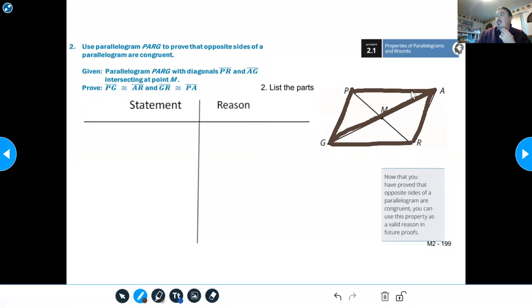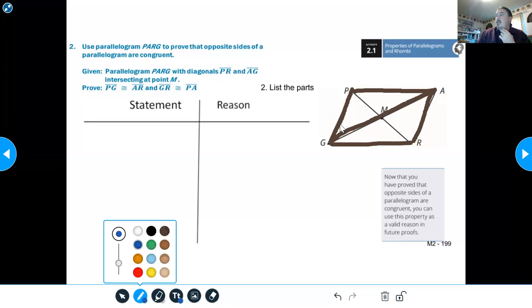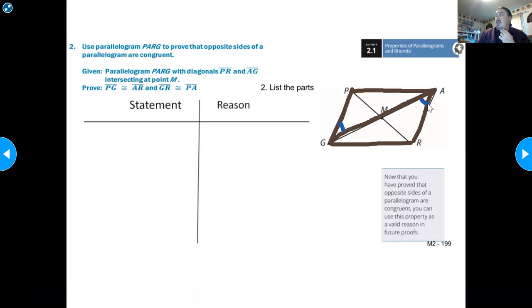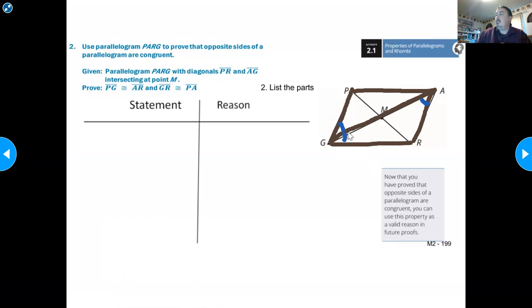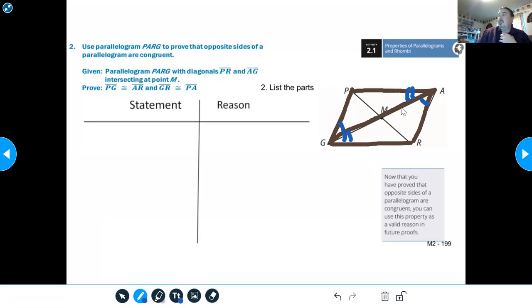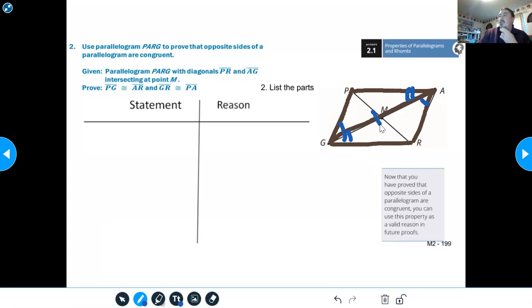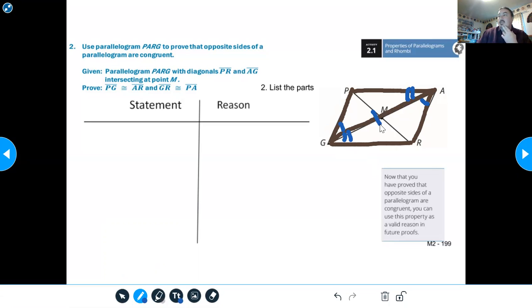Well, if you notice earlier, I pointed out alternate interior angles. Use these to your advantage. The fact that we do have a parallelogram means there are properties of parallel lines that you can use. Use this to your advantage, please. All right. And so I think in order for me to do that, I'm going to use angle side angle. So I'm going to list all those parts.